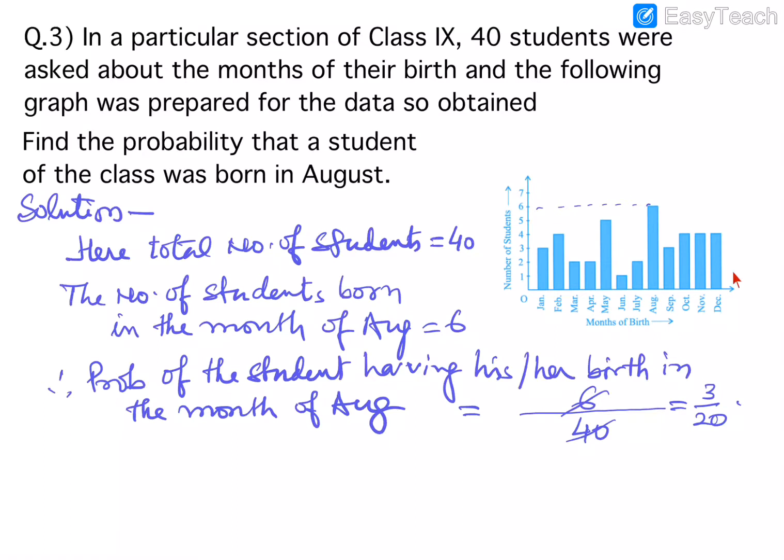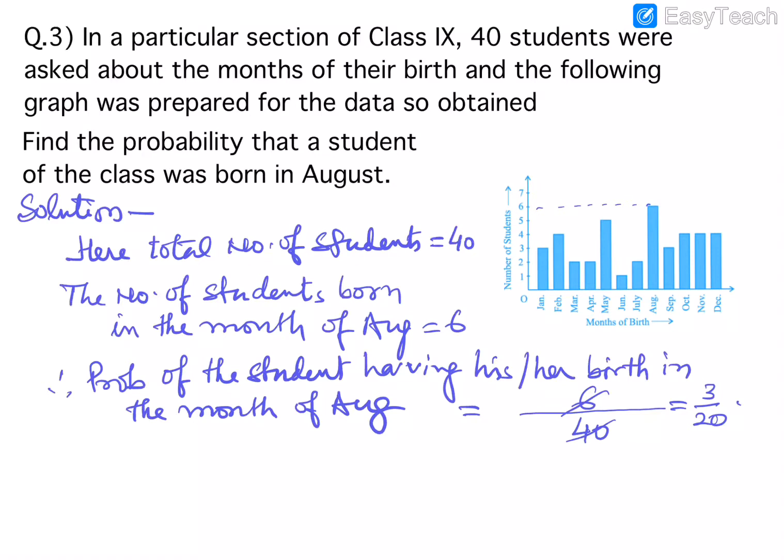This is the graph of 40 students, which clearly shows that there are 3 students born in the month of January, 4 born in month of February, 2 born in month of March, and similarly there are 6 students born in the month of August, and these will be the favorable outcomes.